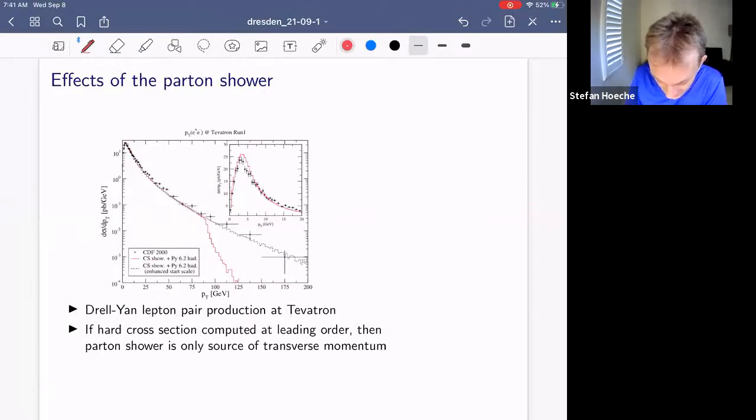The next example will be Z boson production at the Tevatron, for those of you who still know the Tevatron. We look at the transverse momentum of the e+e- pair.